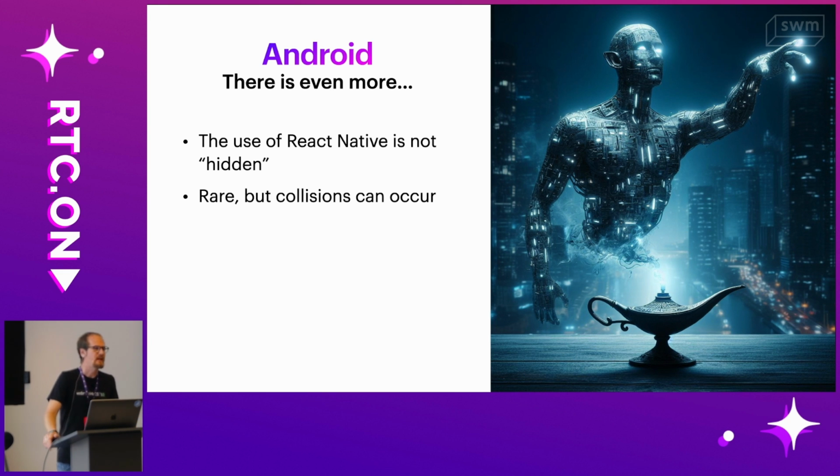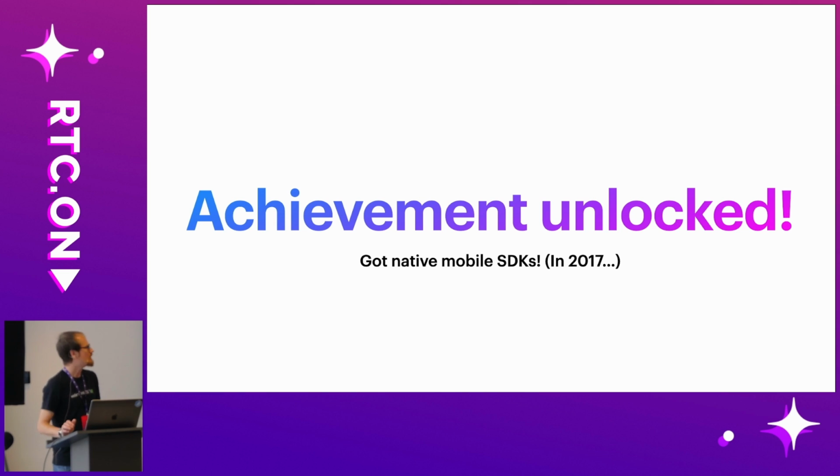The use of React Native is not hidden, so there is a chance for collisions to some extent. It's rare, but it can happen, and I have heard from some people that, for instance, they want to use our SDK for meetings and some other SDK that uses WebRTC for calling. And that means that you need to agree on what version of WebRTC you're using under the hood, or it's going to be a little problem. So at this point, achievement unlocked.